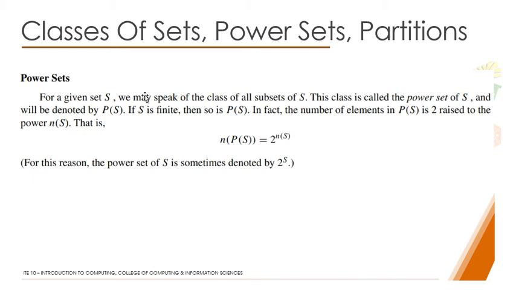So we have power sets. For a given set S, we may speak of a class of all subsets of S. This class is called the power set of S, and will be denoted as P of S. If S is finite, then P of S is also finite. The number of elements of the power set of S is 2 raised to the power of n(S).